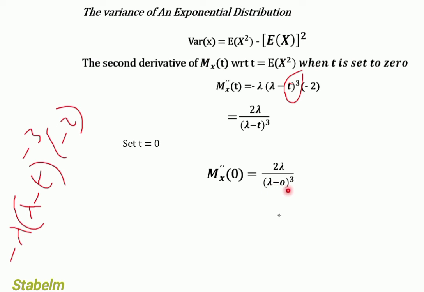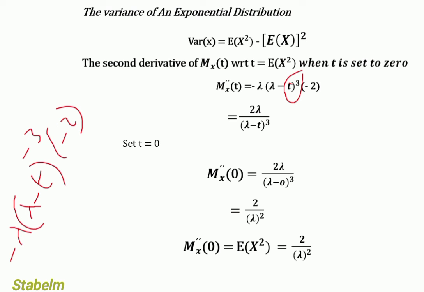If lambda is raised to the power of 3 here, definitely the lambda at the numerator will cancel one of the lambdas in the denominator, and at the end we're going to have 2 divided by lambda raised to the power of 2. This 2 over lambda squared is our M double prime of 0, which is the same thing as E of X squared. This is what we're saying: M double prime of 0 equals E of X squared, which equals 2 divided by lambda raised to the power of 2.